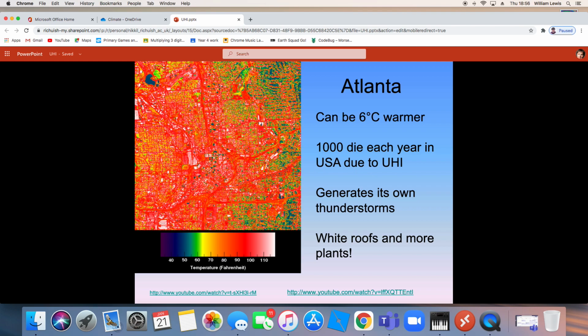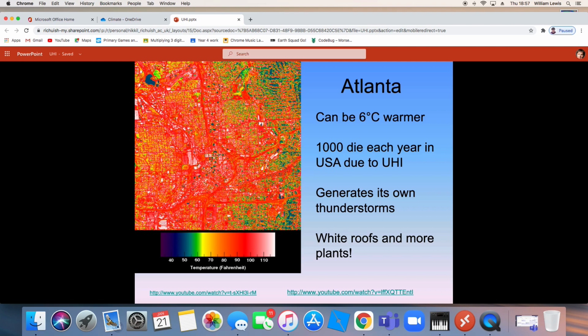Atlanta, Georgia, America, is a big city, and the city can be 6 degrees centigrade warmer than the surrounding countryside, and that is massive. There are other cities in America who also have a significant urban heat island effect. London has an urban heat island effect. It's just that Atlanta seems to have one of the worst. So it's the one just to name drop, really.